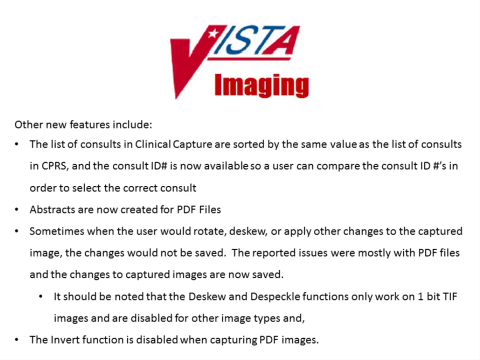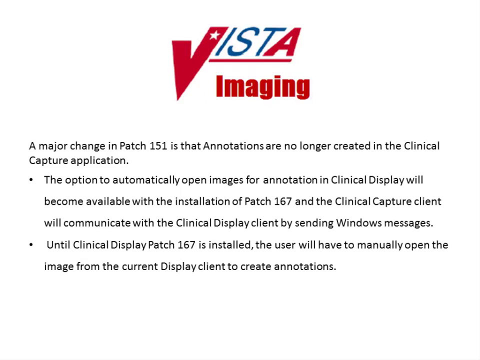Sometimes when the user would rotate, deskew, or apply other changes to the captured image, the changes would not be saved. The reported issues were mostly with PDF files, and the changes to captured images are now saved. It should be noted that the deskew and despeckle functions only work on 1-bit TIFF images and are disabled for other image types, and the invert function is disabled when capturing PDF images.